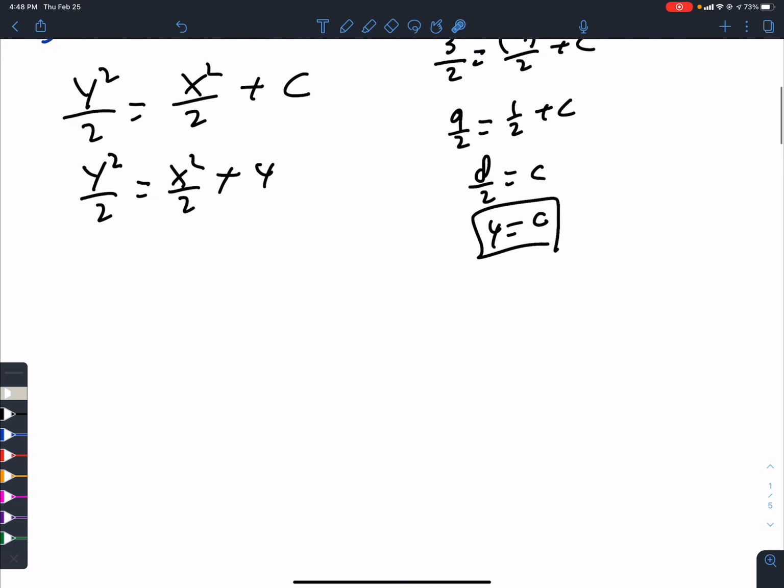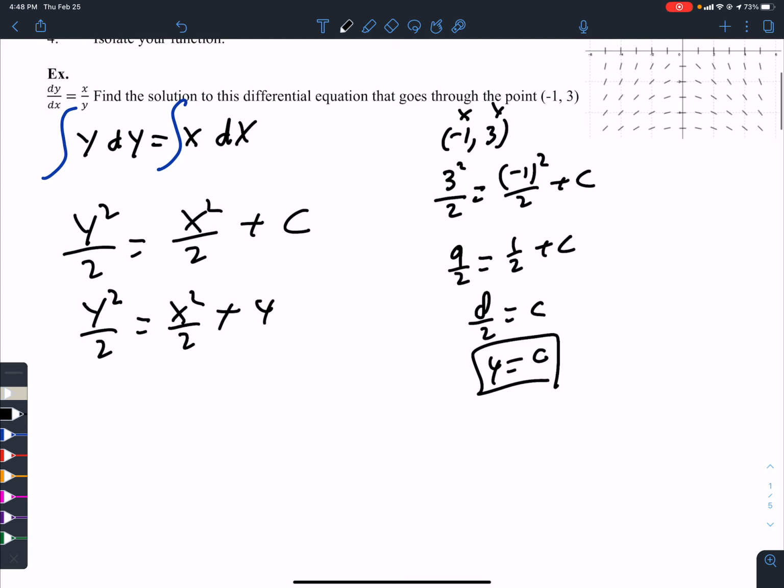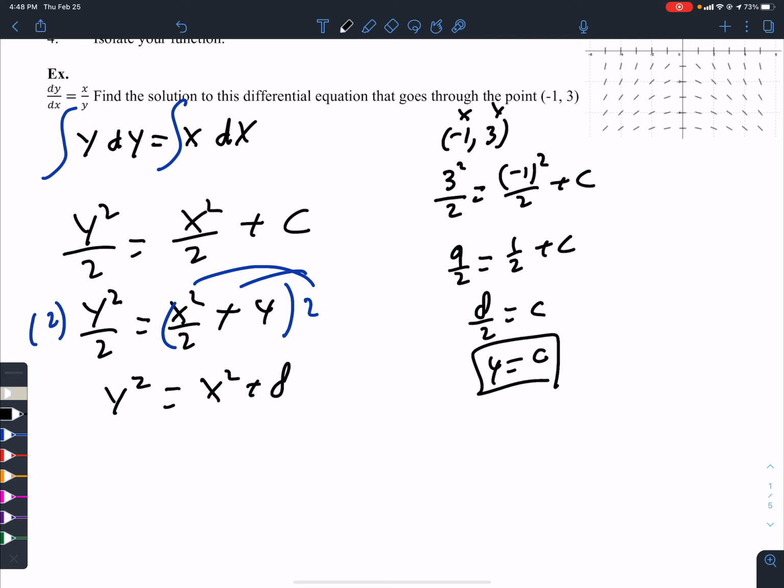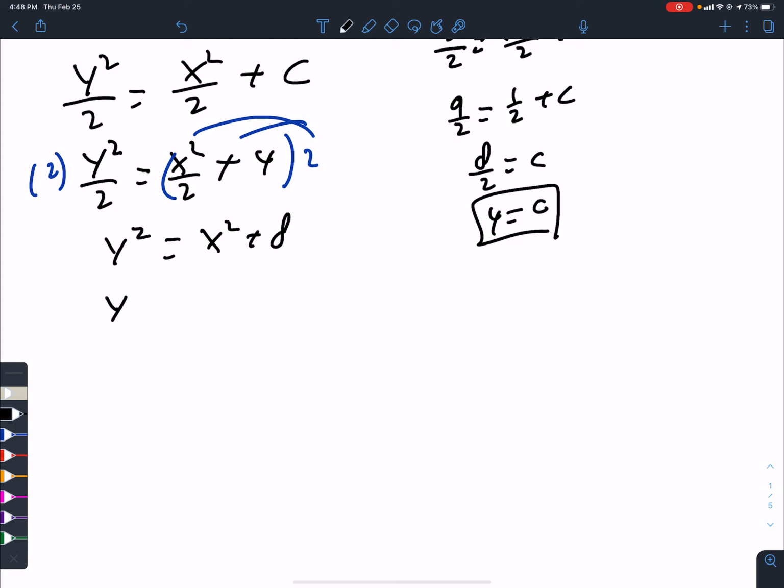So now I have to solve for y because I want y equals. When I solve a differential equation, I want to find the original function. So I'm going to multiply both sides by 2. Distributing that, I get y squared equals x squared plus 8. And we run into a little snag. When we square root both sides, we get a plus or minus in front.